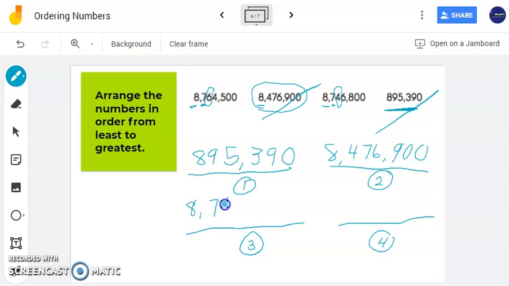So 8,746,800 is the third number in my organization. Now the fourth number here, we have what's left, 8,764,500. Notice here, I compare these numbers from least to greatest.